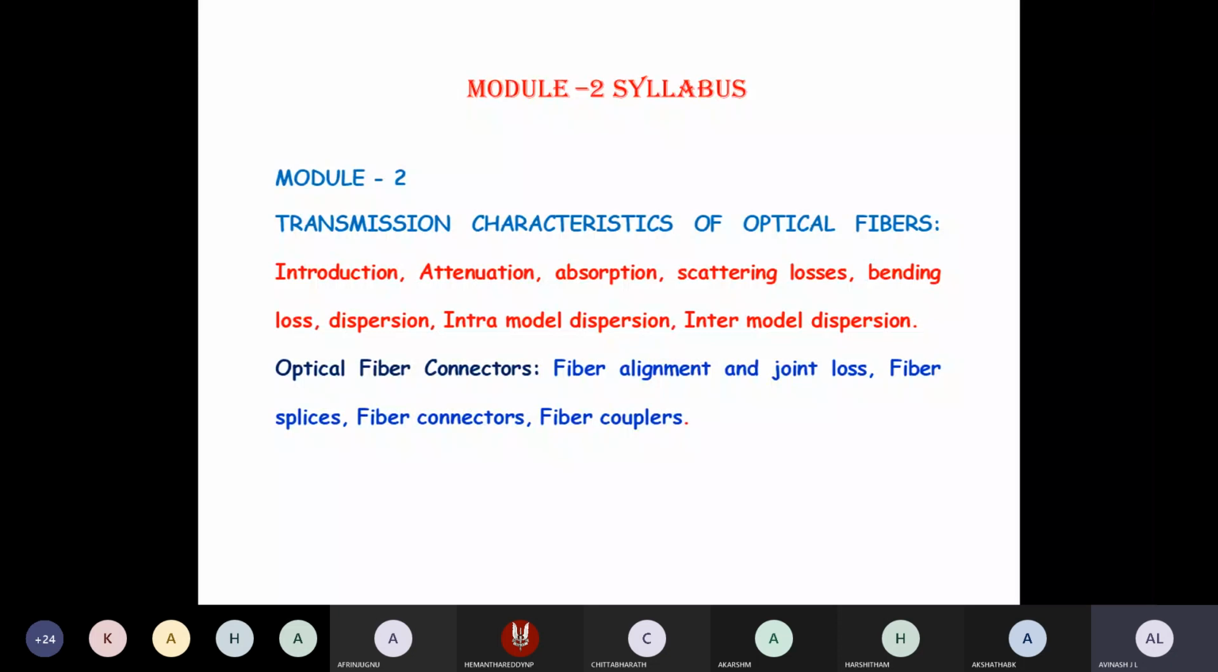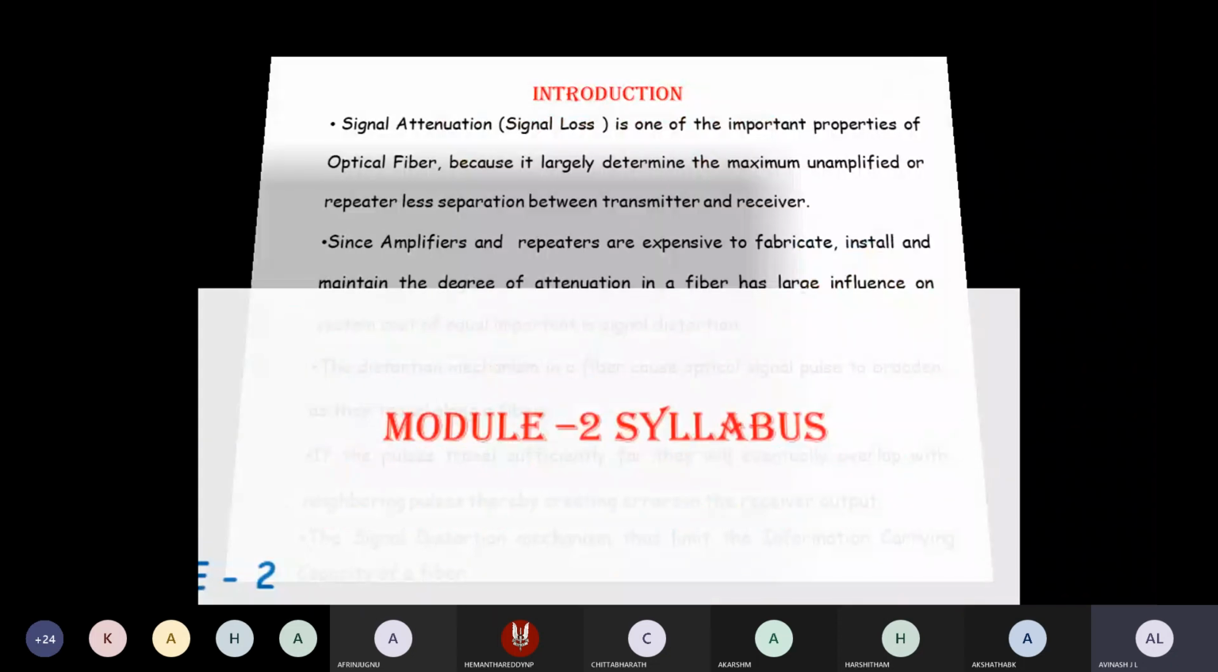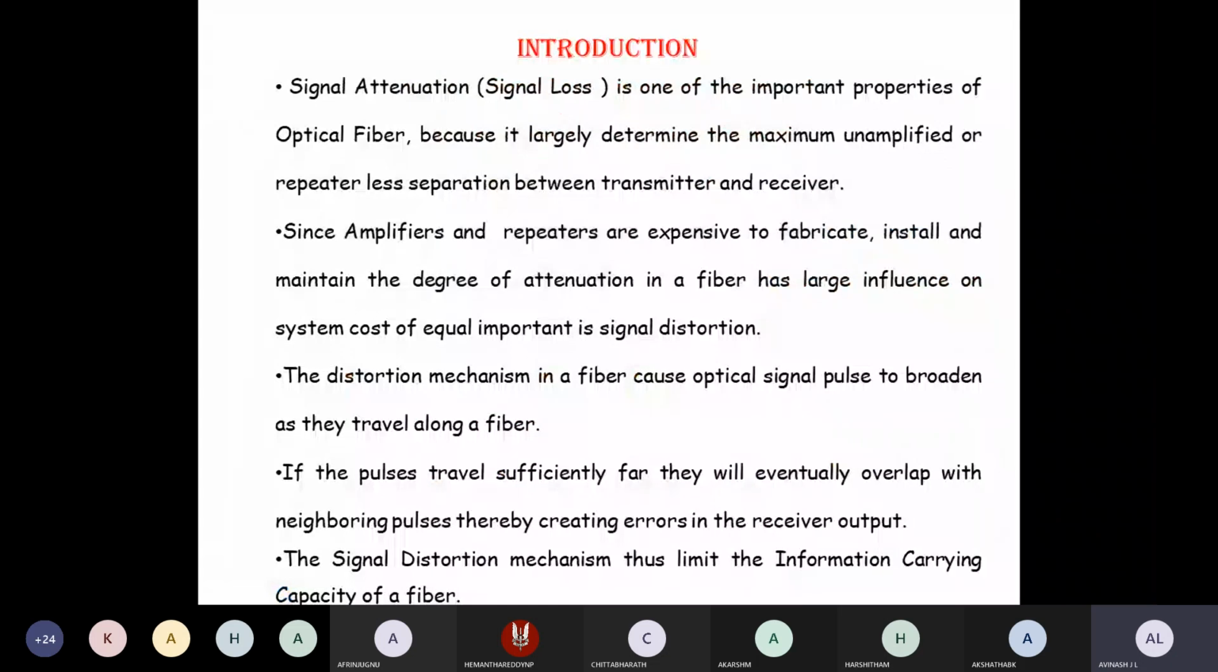So now the first introduction part, when you are seeing this one, we can understand that signal attenuation we are talking about is one of the important properties. Because attenuation is the factor where we are going to lose most of the signal. So if the attenuation loss is very less, then we can go for that particular fiber.